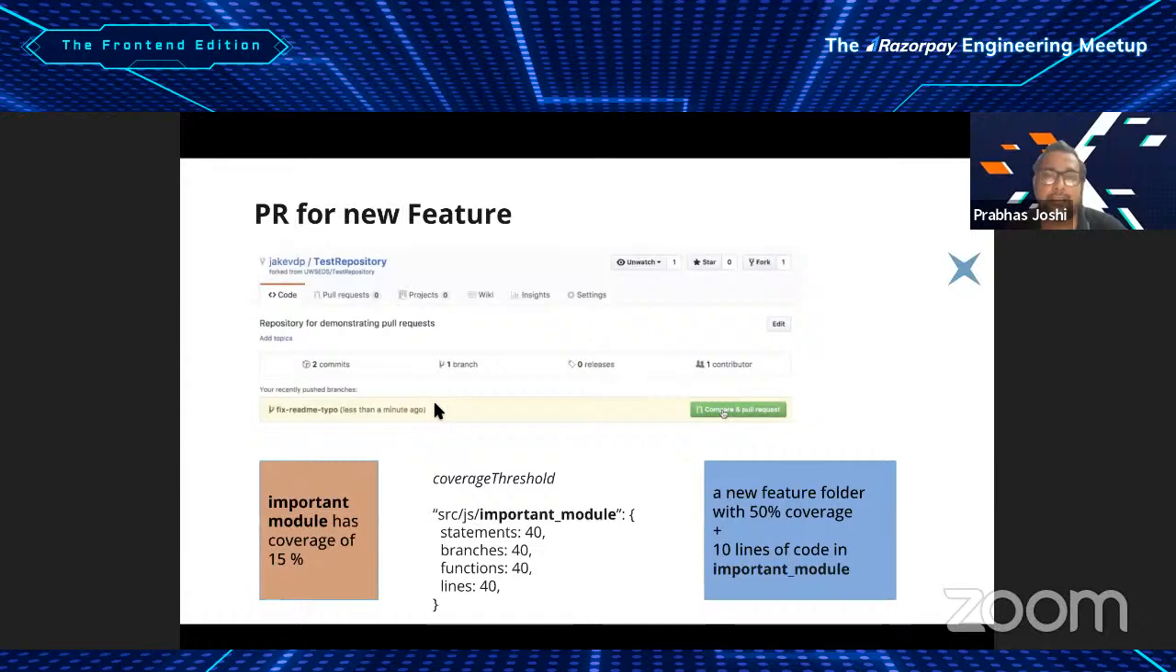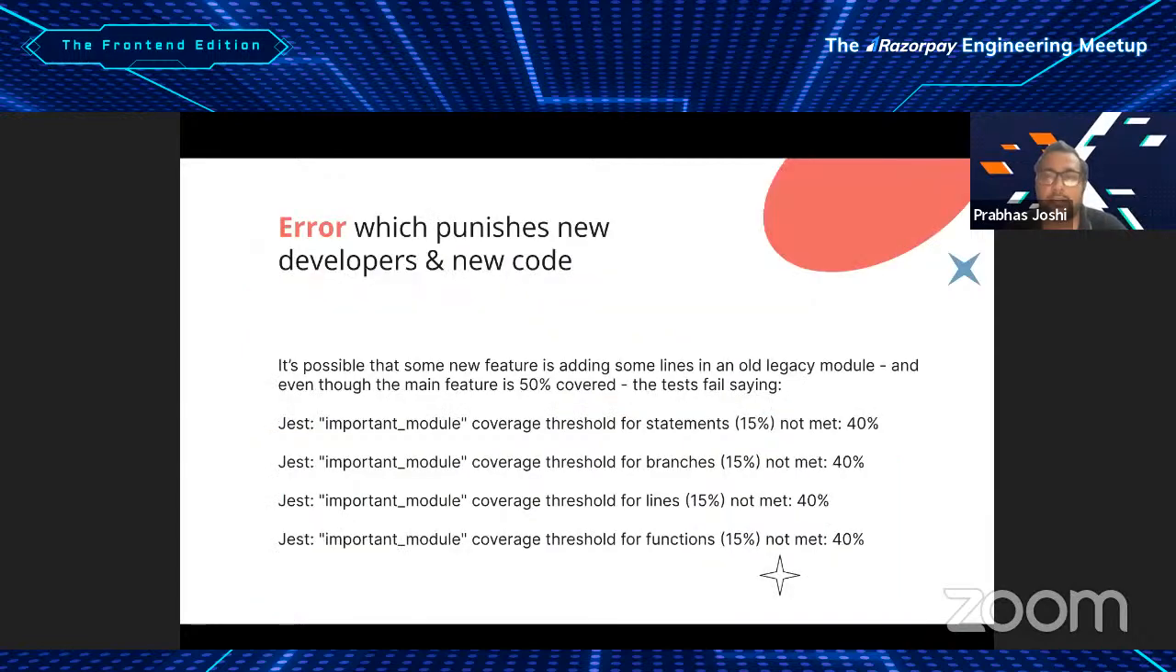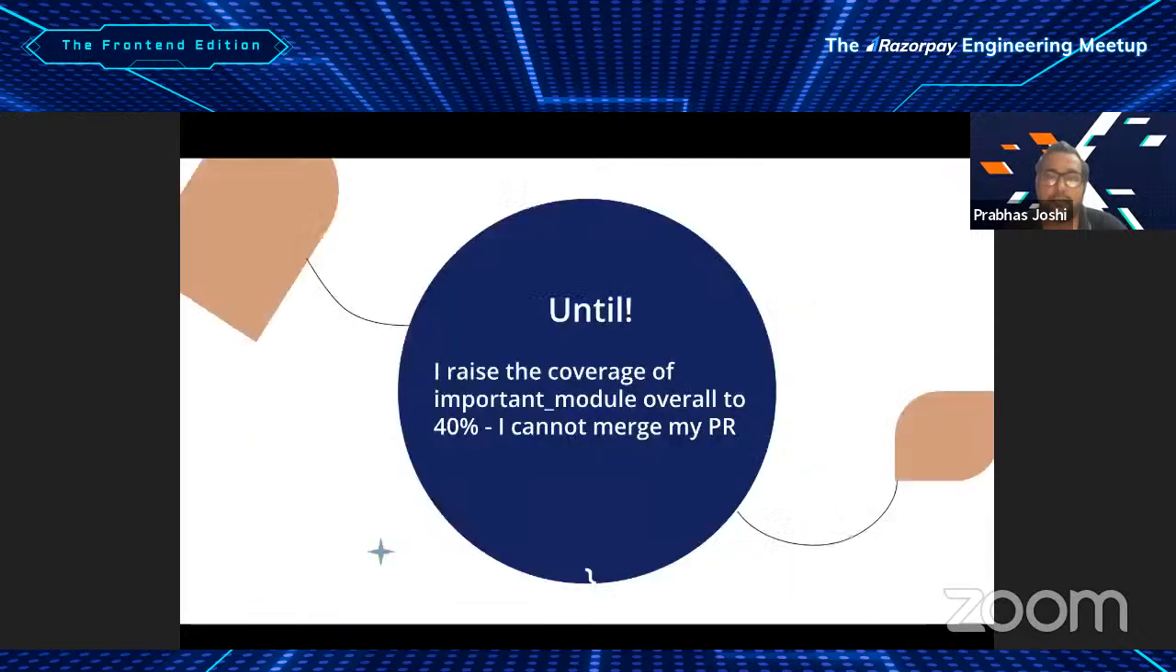So until I meet this 40% coverage of the existing module, I'll not be able to proceed to merge my PR because the testing job will fail, right? So I'm primarily stuck in merging my PR of my new feature until I cover the legacy module. Now, this is not necessarily a bad thing.